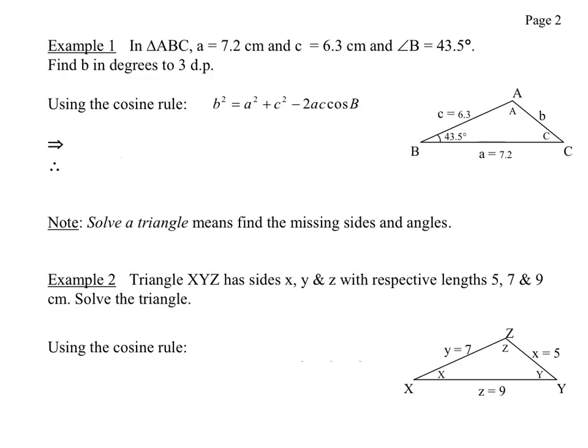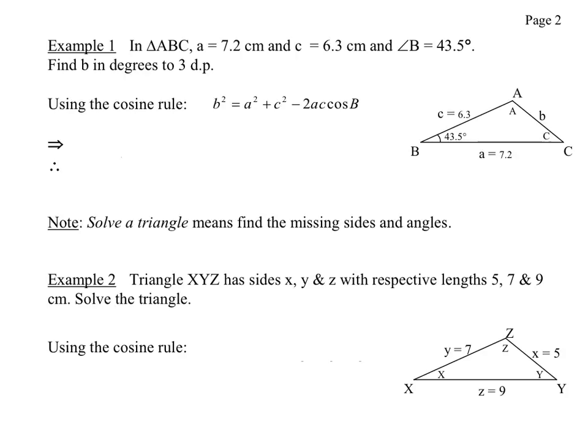So it could be c squared equals a squared plus b squared minus 2ab cosine c, or it could be a squared equals b squared plus c squared minus 2bc cosine a. This capital letter here has to be the same as this small letter over here.